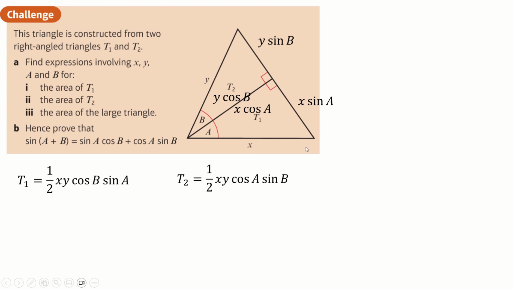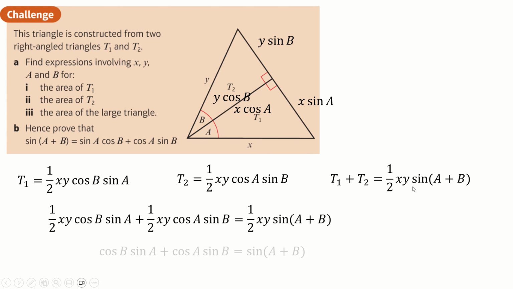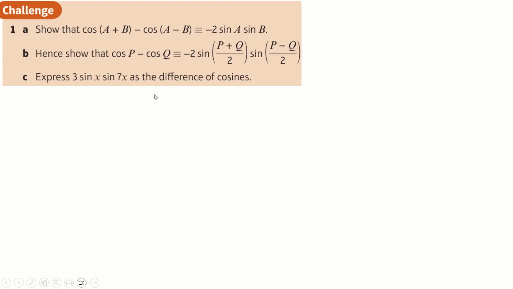Just flip them over. And the reason you want to do that is because, of course, the combined area is just going to be a half times x times y times sine of a plus b, just this whole angle here, a plus b. And that's great, because now we can just say that this plus this equals that. Cancel the half xy's, and you end up with that formula that we know about, which is pretty cool. I quite enjoyed that one.